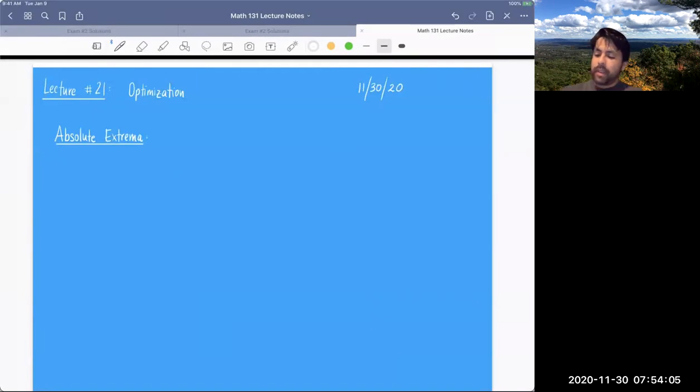So we're looking for the max, the maximum or minimum of a function throughout the whole specified interval.